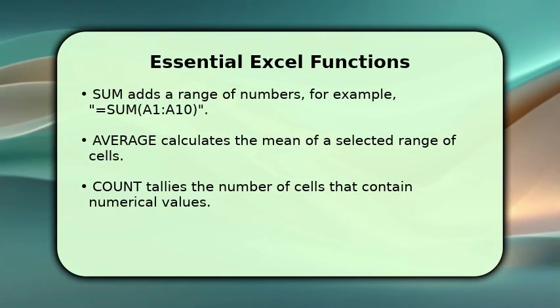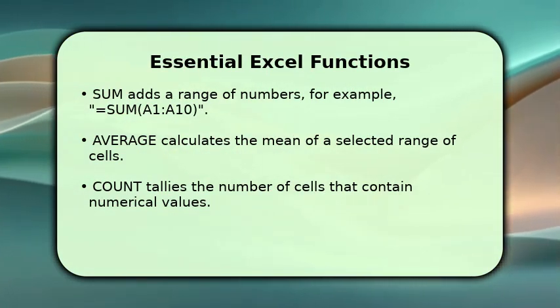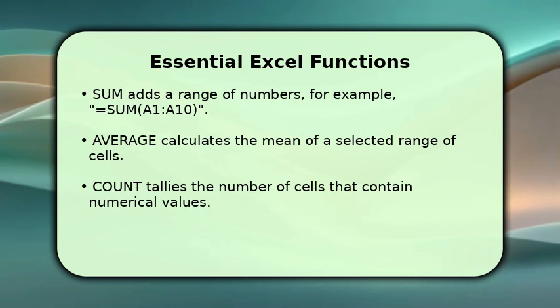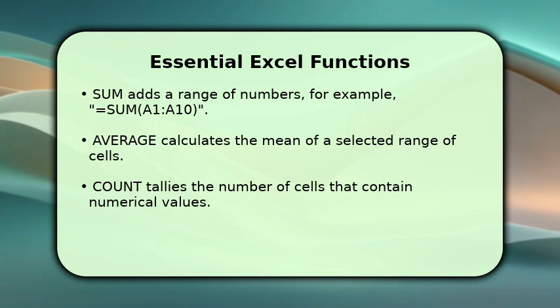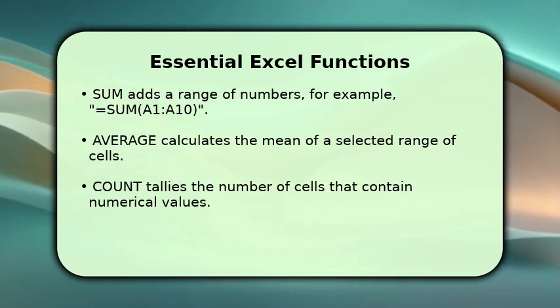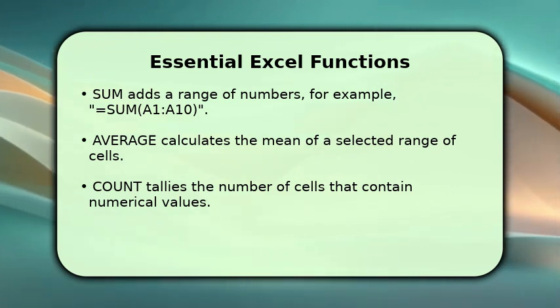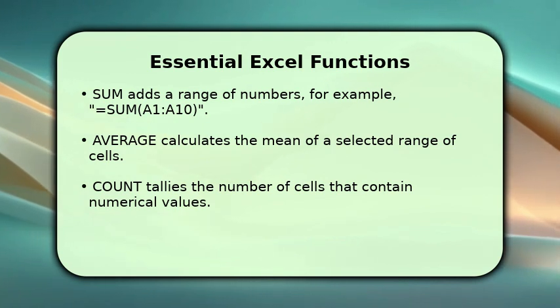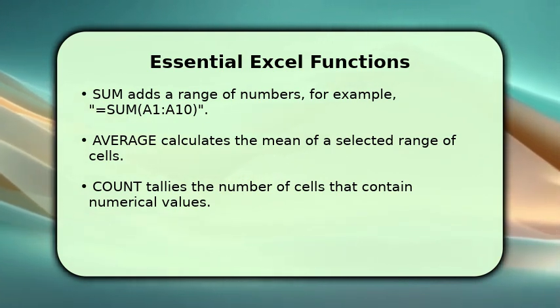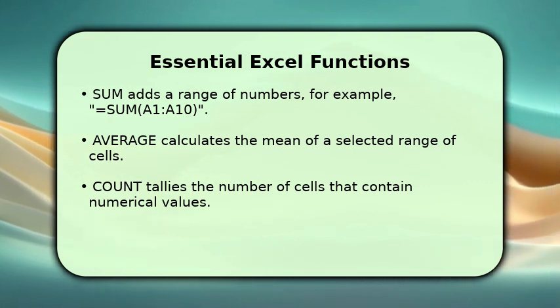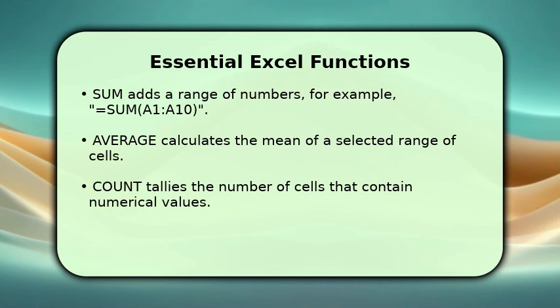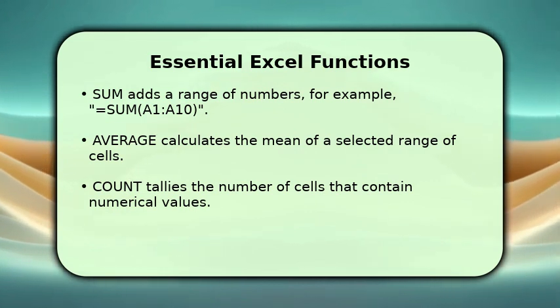Beyond basic arithmetic, Excel offers powerful built-in functions. The SUM function is incredibly useful for adding up a column or row of numbers, like equals SUM, B2, B10. The AVERAGE function quickly gives you the mean of a data set. COUNT helps you quickly see how many entries you have, and MAX identifies the highest value. These functions save you significant time and effort when working with large data sets.